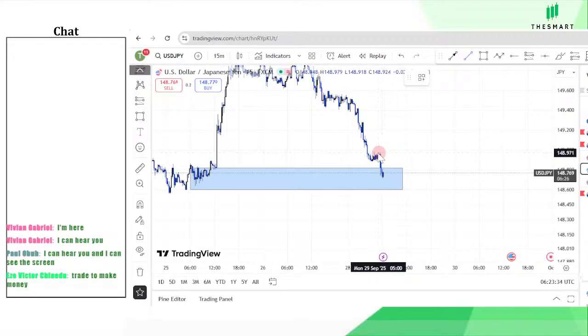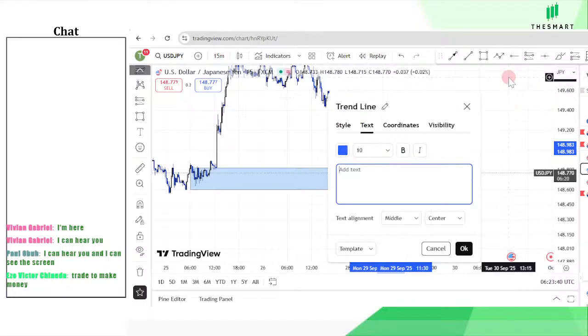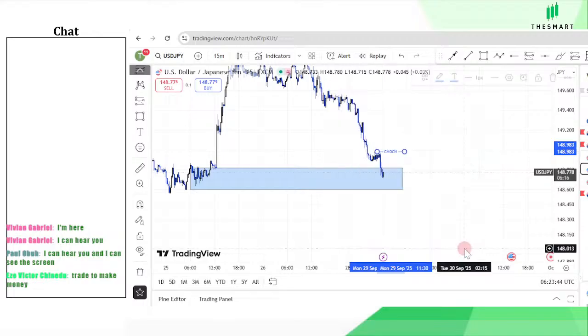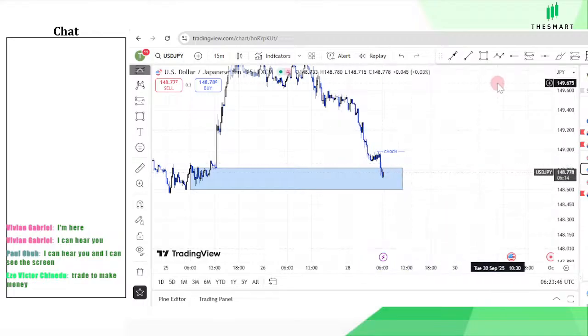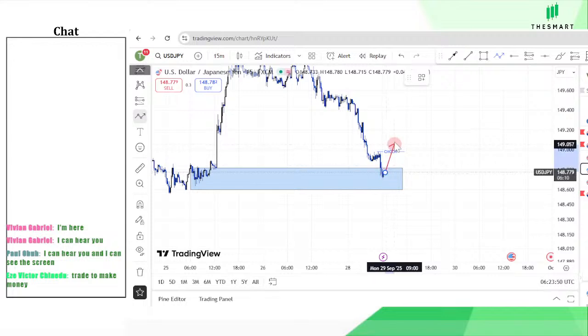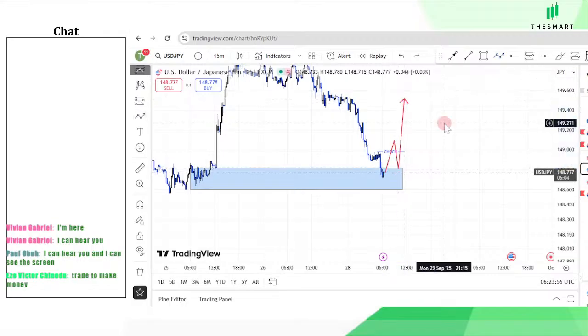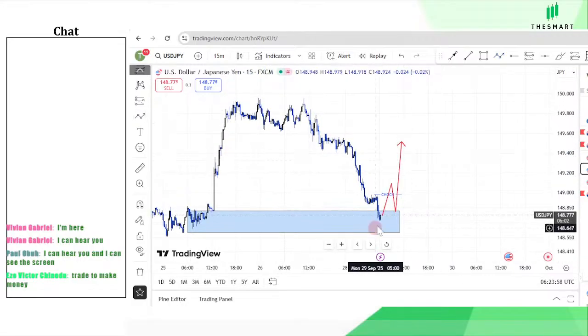So we actually want to see this price break above this point, giving us a change of character. And upon getting a change of character at this point, this is what we want to see: this price move up, then maybe come back to our other block before we join the trend. So without this, this point is an invalid trade for us.